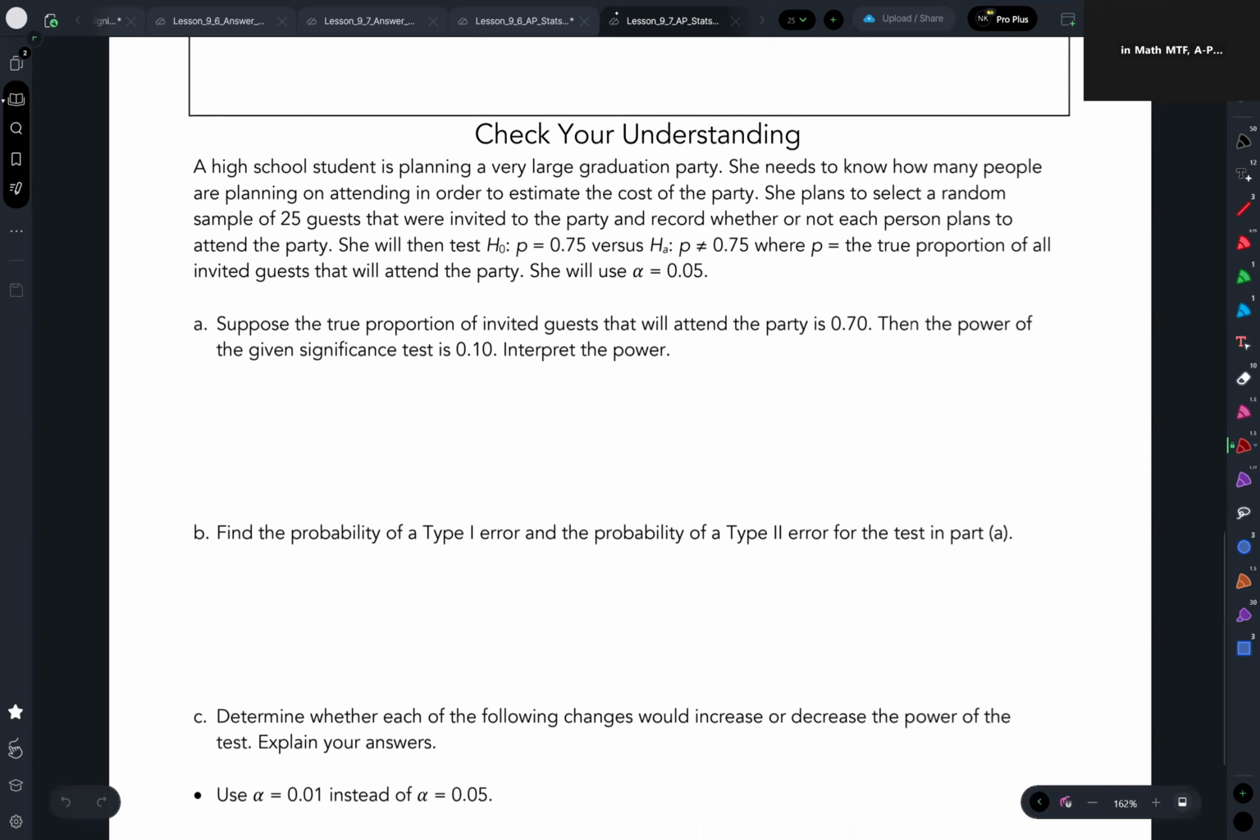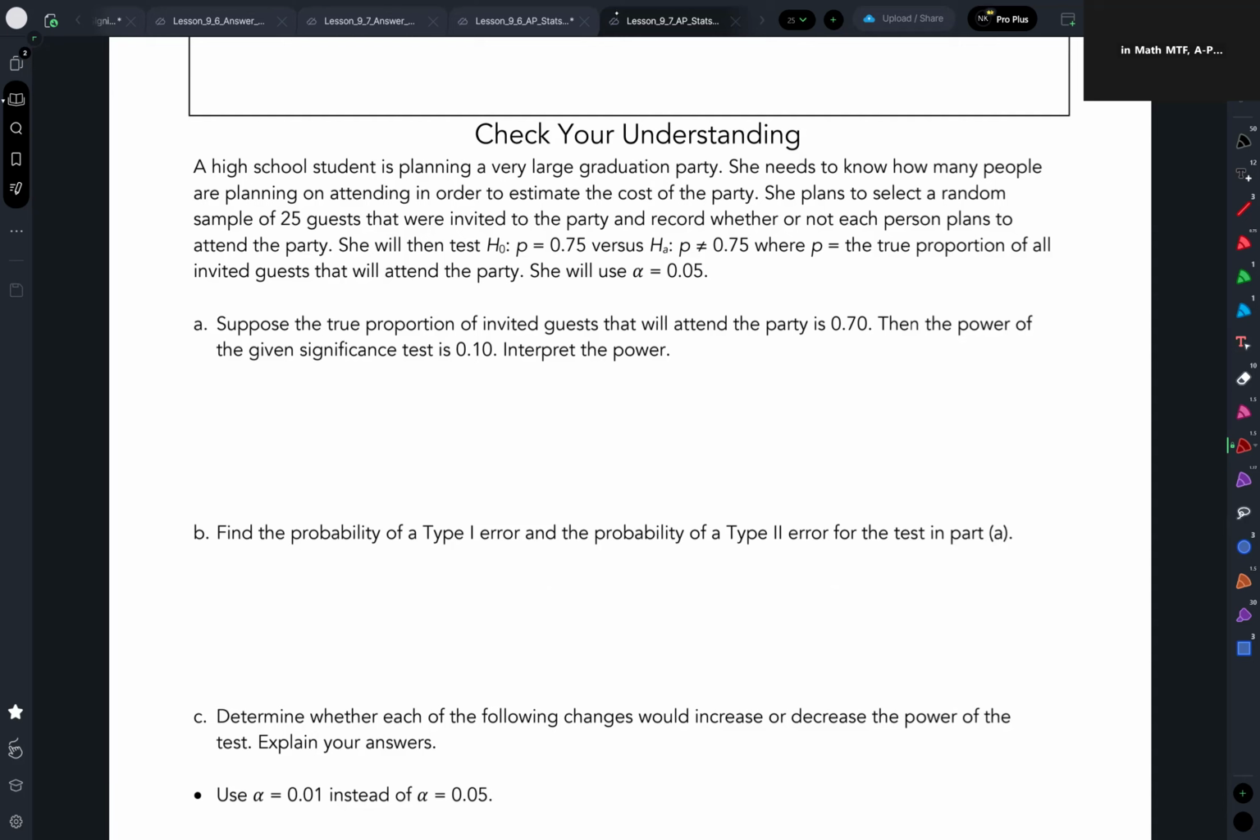Now, suppose the true proportion is actually 0.7. Well, in this case, that is definitely when we should reject the null hypothesis. The truth is that P does not equal 0.75. Now, as a side note, there are certain times when you need to think, is it genuinely a big enough difference for us to care? Personally, in that case, I wouldn't. But that's kind of where this idea of power comes in. So the power of the given significance test is 0.1.